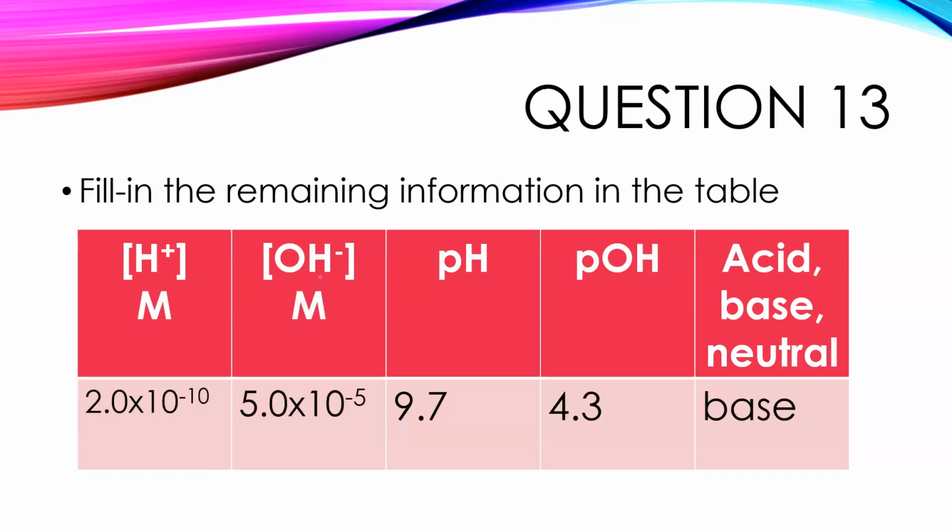All right, on this one, you should have determined that it was a base because the pH was greater than 7. It should have then been very easy to figure out the pOH, and from there you could figure out your hydrogen ion and hydroxide ion concentrations.